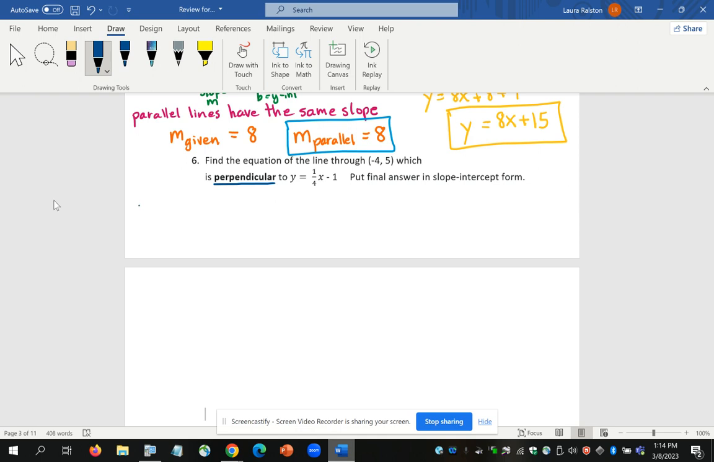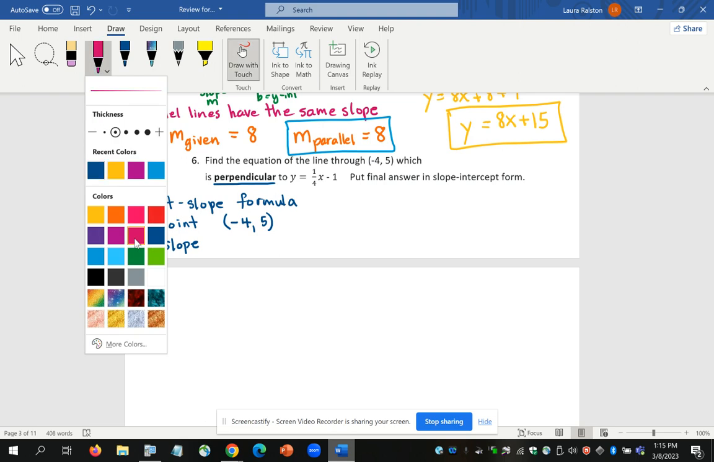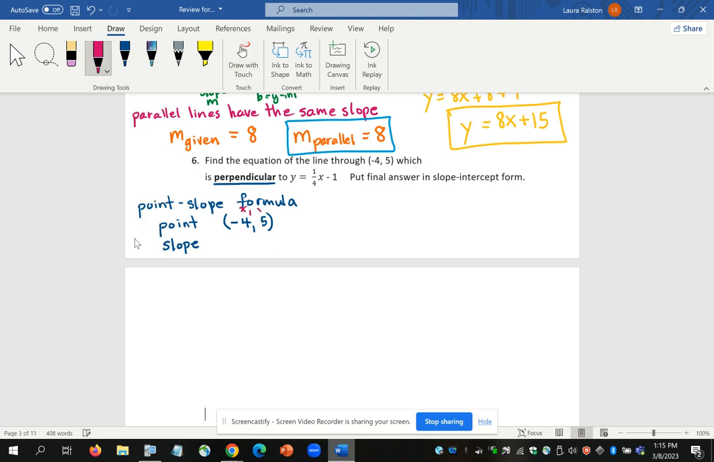Here again, to write the equation of the line, we begin with the point slope formula, but to write the equation, we need a point and the slope. We're given a point. We are given -4, 5. So that will be, in terms of my formula, that will be my x1, y1. And again, I need the slope, but specifically I need the slope that is perpendicular.